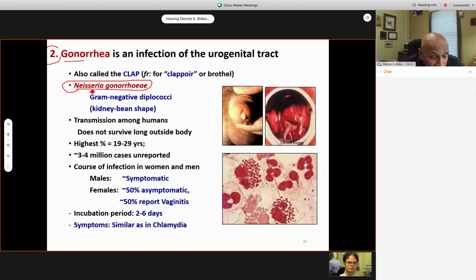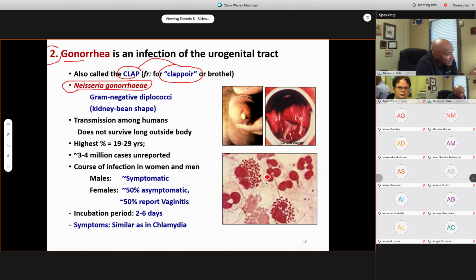It's a gram-negative cocci, and the name of the organism is Neisseria gonorrhea. There are several different types of colloquial terms for it. It's called a clap. That stands for clapois, which means brothel. So hopefully that's self-explanatory to you. So the organism, it's a gram-negative cocci.